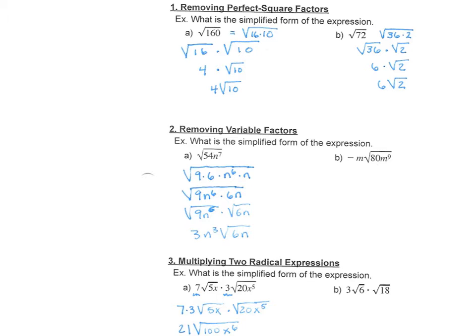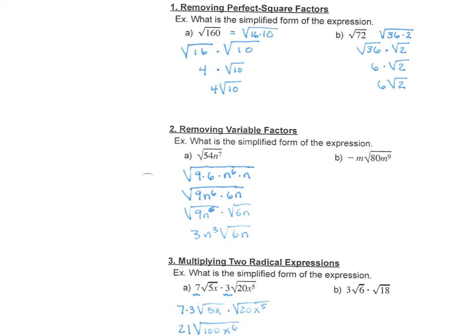So let's see here. What is the simplified form of this expression? I have 54n to the 7th. Well, I have broken this up into some perfect squares. The 9 times 6 is going to give me 54. And then I have n to the 6 times n, because this is actually a perfect square.